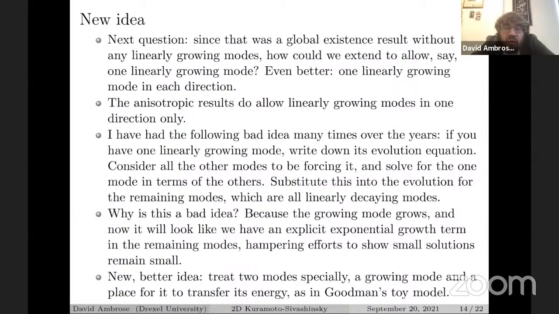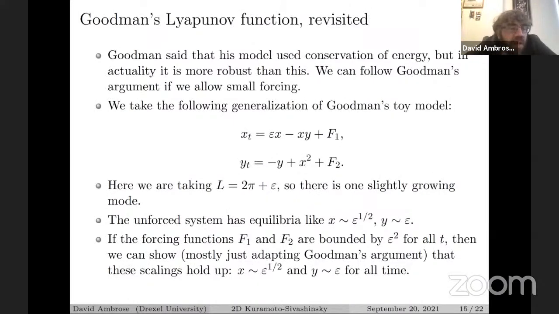So we treat those two modes specially, not just one, and we let the second mode absorb energy from the growing mode, and then everything else is decaying. Okay, so we're going to end up with a partition of the Fourier modes into three categories. The low modes are linearly growing. Then we'll have some special decaying modes which absorb energy from the low modes. And then we'll have everything else, and everything else is decaying really well.